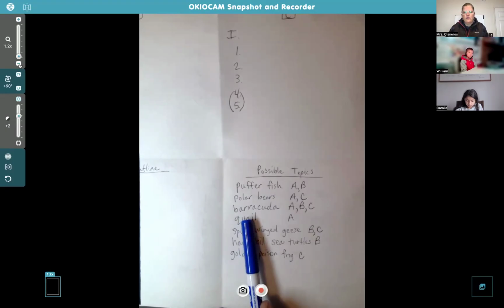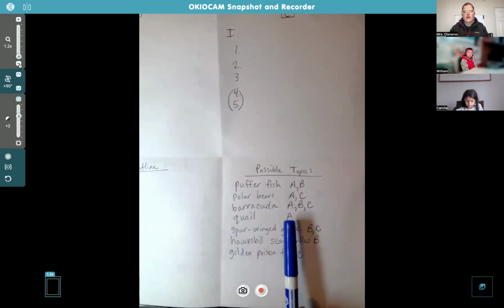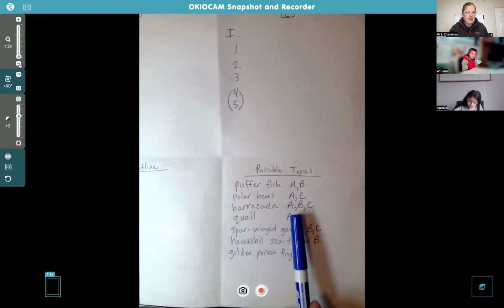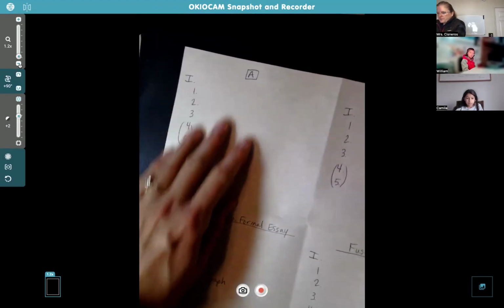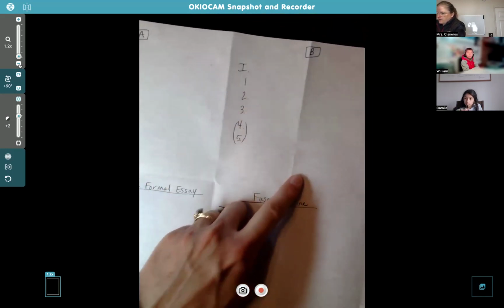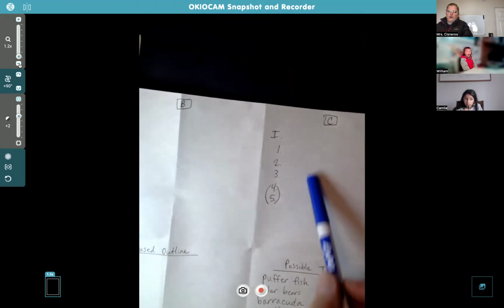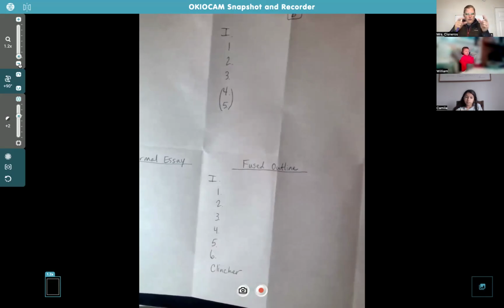Or you can combine quail and hawksbill sea turtles and this golden poison frog, because you've got A, B, and C here. So what you would do in that case is A would be all about the quail, B would be all about the sea turtles, and C would be all about the poison frogs. And then when you combine them here, you're going to take a little bit from each animal, like 2 from each. Does that make sense to you guys?